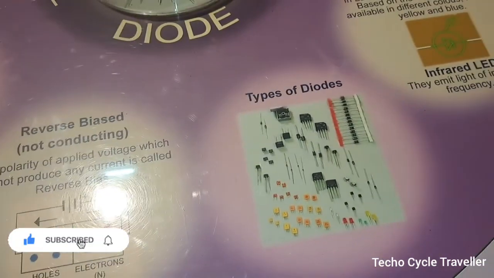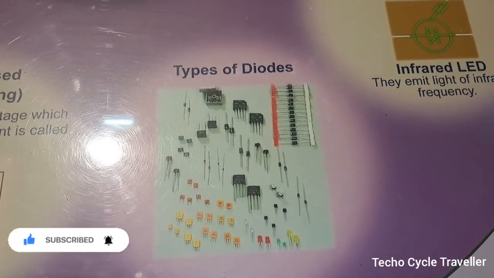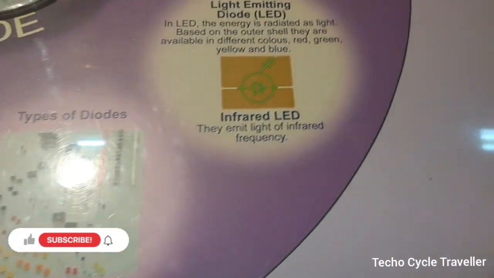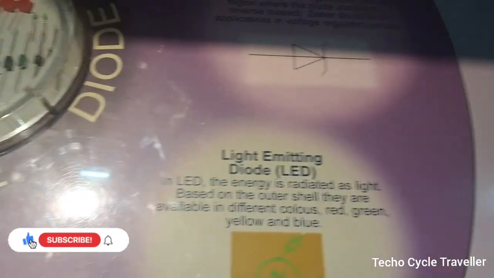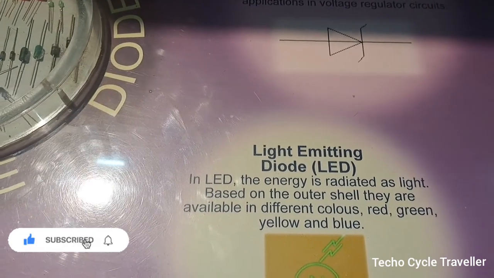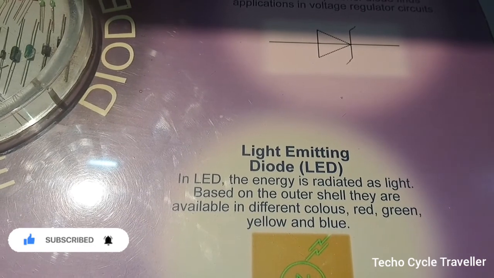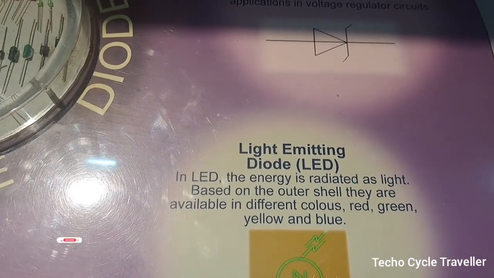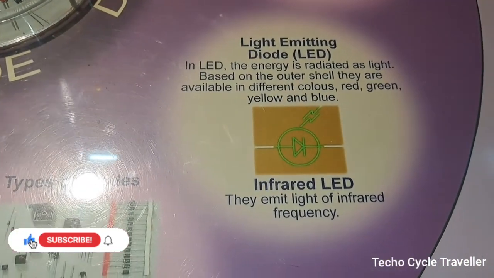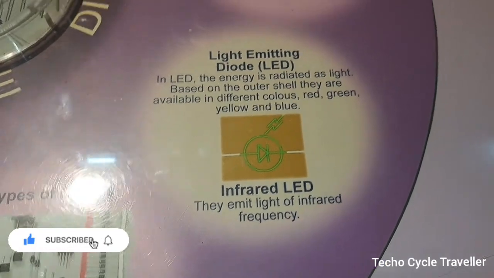Types of diodes. Different types of diodes. Light emitting diode, LED. The energy is radiated as light based on the outer shell. They are available in different colors: red, green, yellow and blue. Infrared LED. They emit light of infrared frequency.